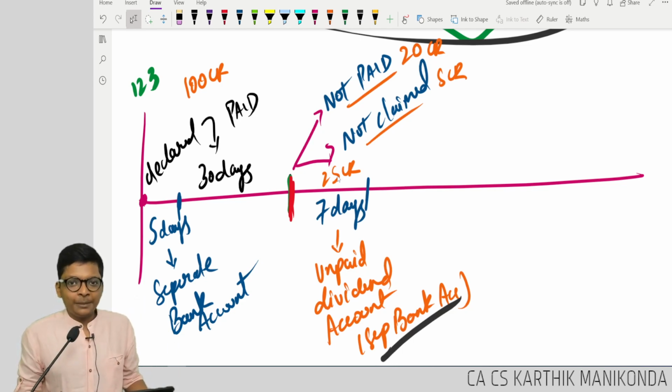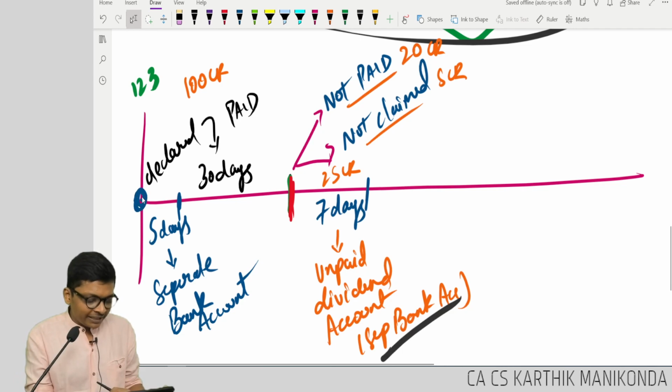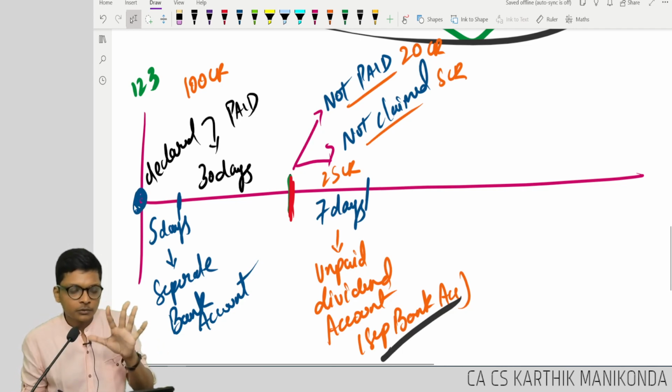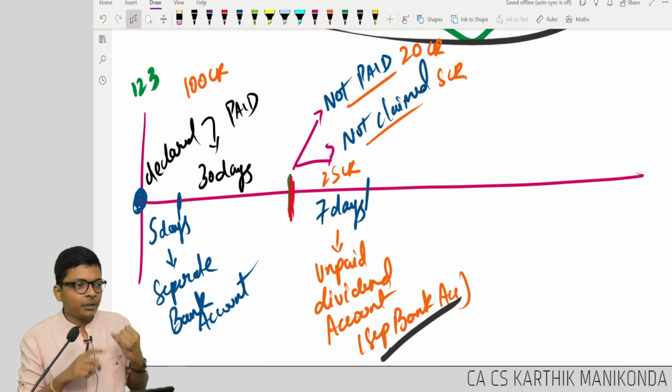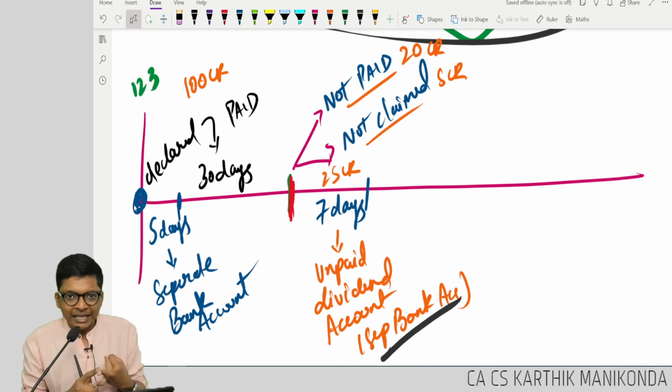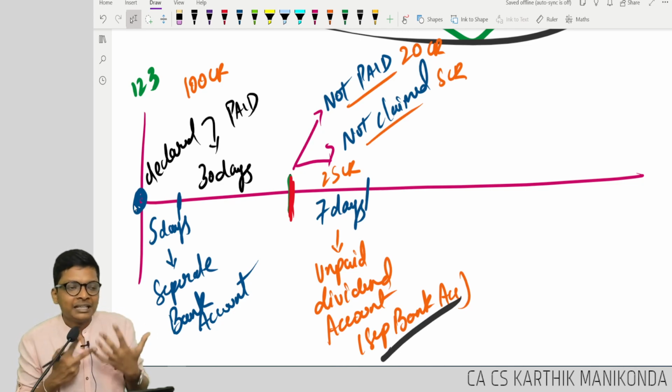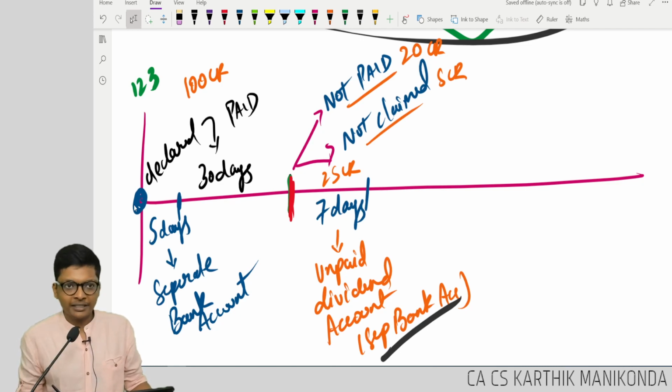Let's look at the overall timelines. From the date of declaration of dividend, dividend should be transferred to a separate bank account within. It should be paid within. After 30 days, if any dividend remains not paid or not claimed, any unpaid amount should be transferred to a separate bank account within 7 days. Are you following, guys? After this, what should I do next?